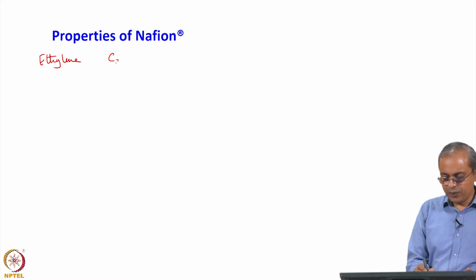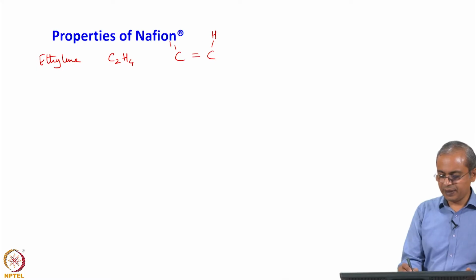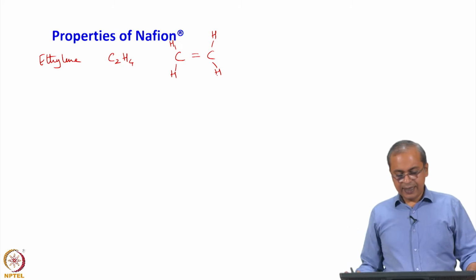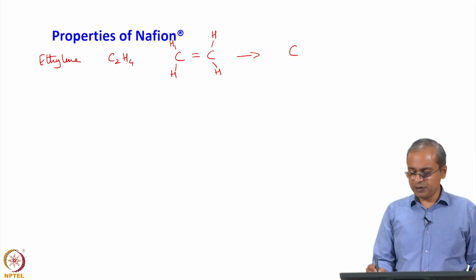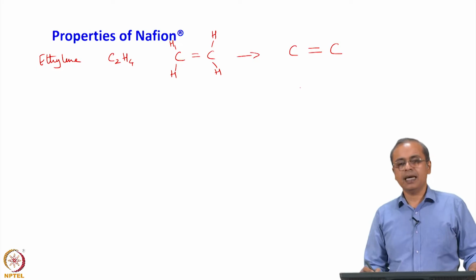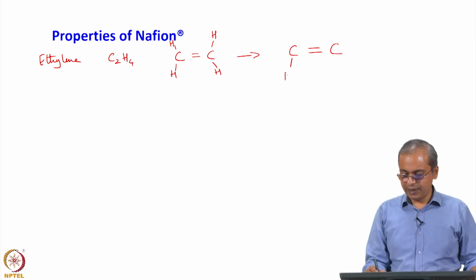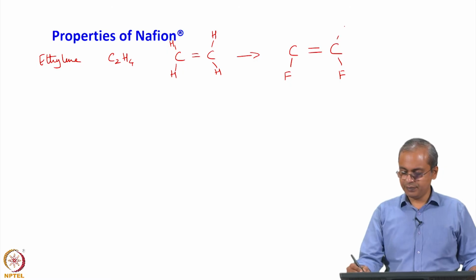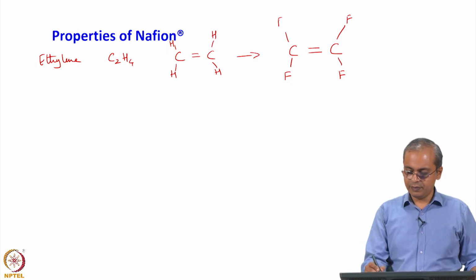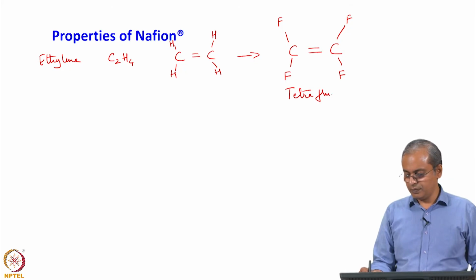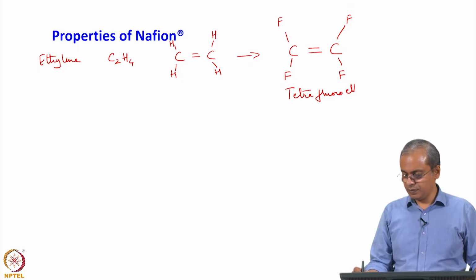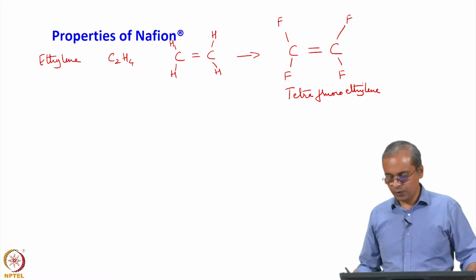it is basically C2H4. So, we have C double bond C, and then we have a hydrogen, a hydrogen and hydrogen, and we can make from this something called tetrafluoroethylene. Okay. So, we can make tetrafluoroethylene, which simply means that all the 4 hydrogens have now been replaced by fluorine. So, you can have F, so this is ethylene and this is tetrafluoro. Okay. So, this is tetrafluoroethylene.